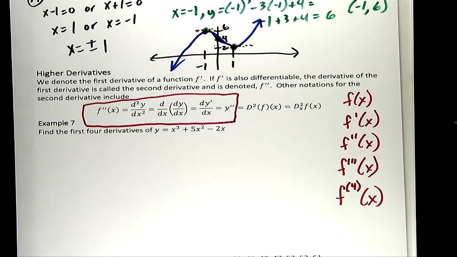So find the first four derivatives of y equals x cubed plus 5x squared minus 2x. Go ahead and take the derivative, then take the derivative again, then again. Do it 4 times. This will give you a lot of practice in quick order taking derivatives.